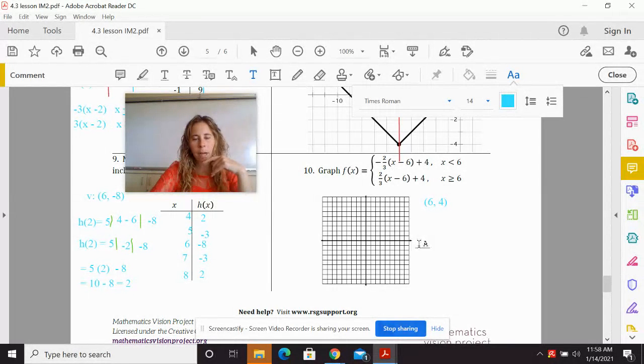So you're going to graph your vertex, and then your slope is 2/3. So up 2 over 3, up 2 over 3, up 2 over 3. Okay, that's this side. This side, which will be over here.